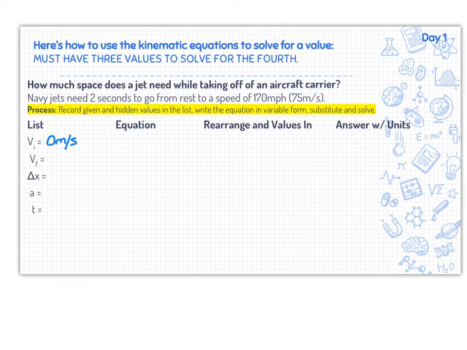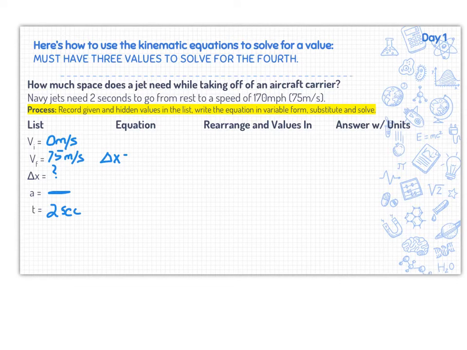It says the Navy jet needs 2 seconds to go from rest to a speed of 170 miles per hour. Conveniently, I've told you the meters per second, so we want to make sure we're using the metric system. If that isn't the case, please convert. For this case, we're going to list down the time is 2 seconds, our speed is 75 meters per second, and we're looking for the distance: how much space does it take.